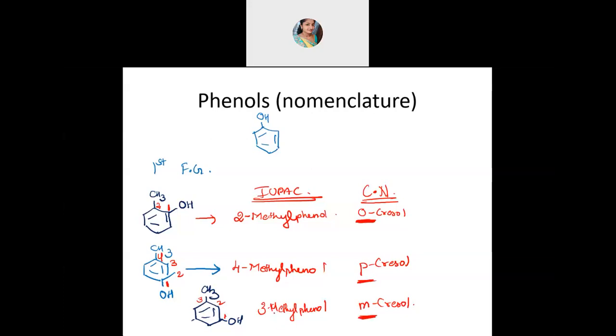This is understood, how to name phenol compound or phenol substituted compound? Understood, no? First give the preference to the functional group. Then give the preference to the substituents who are present. Okay, now we'll take few more. If there are 2 OH groups attached like this way, tell me what will be the name of this.